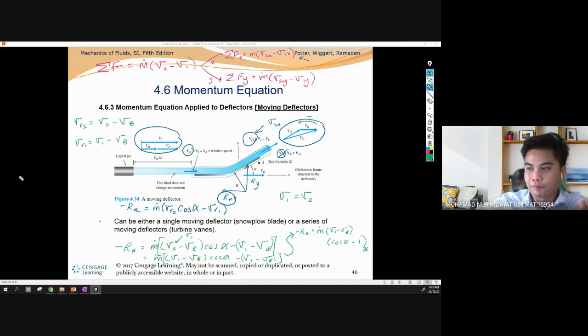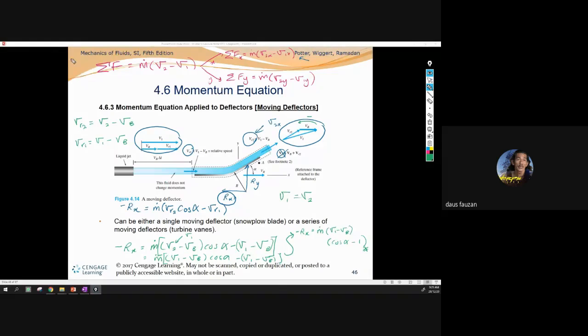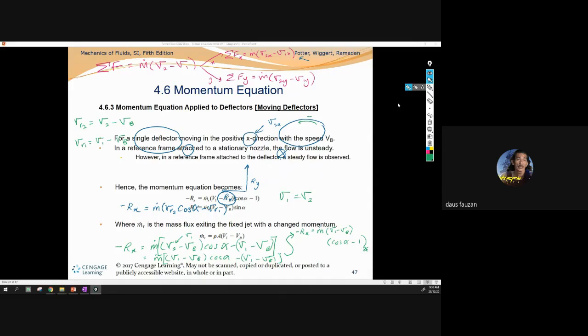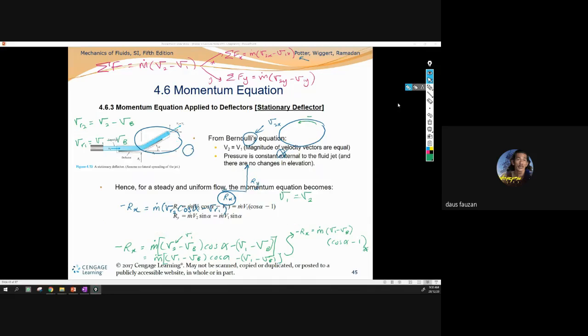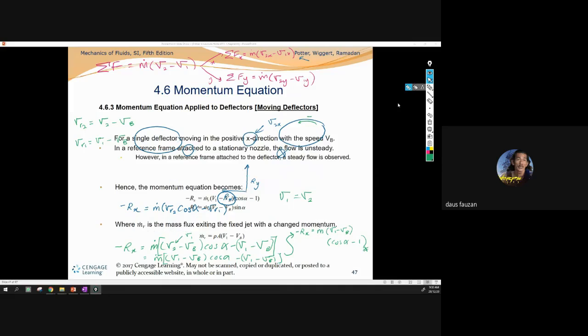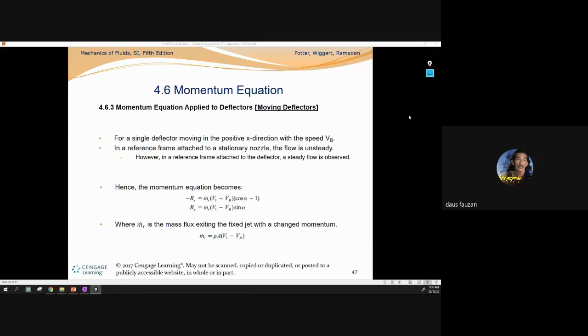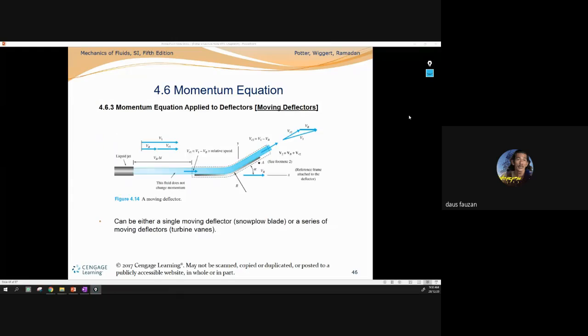Doktor, kalau tengok dalam slide doktor ni, dia tulis VR1 equal to V1 minus VB. Lepas tu VR2 also equal to V1 minus VB. So it means VR1 equal to VR2. Bukan doktor yang di moving deflector tadi. Ni dia cakap VR1 equal to V1 minus VB, lepas tu VR2 also equal to V1 minus VB. Okay. So it means VR1 equal to VR2.